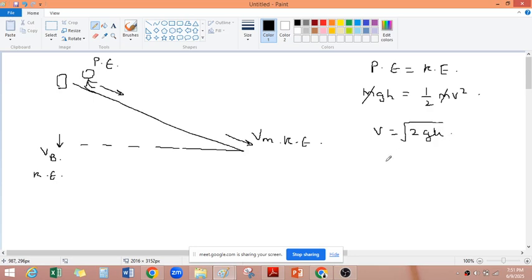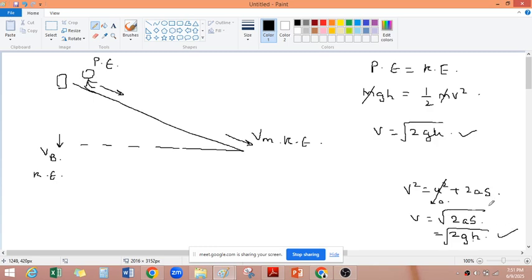Okay, this is exactly what you will get in another formula, which is v squared is equal to u squared plus 2as. Usually, if you are dropping something, the initial velocity is 0. So you will get v is equal to root of 2as, and you will see that acceleration due to gravity is g and the height is h, so it will be root of 2gh. So whether you use equations of motion or you use potential energy is equal to kinetic energy, you will get the same answer.